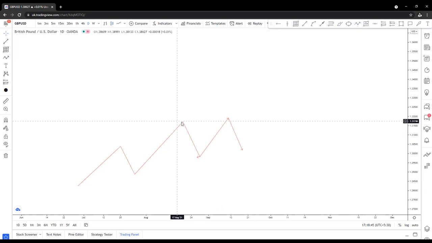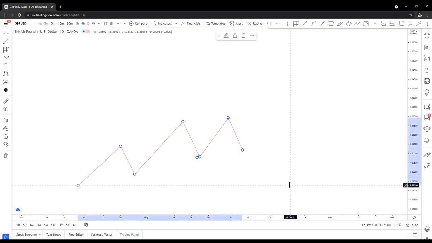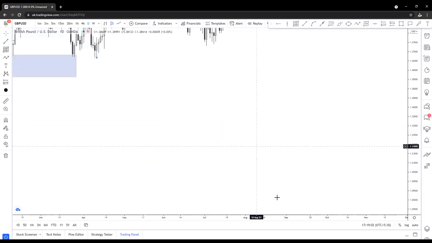You see that? So this is why this can be called external range liquidity. I hope it's clear. You can tell me if it's not clear.